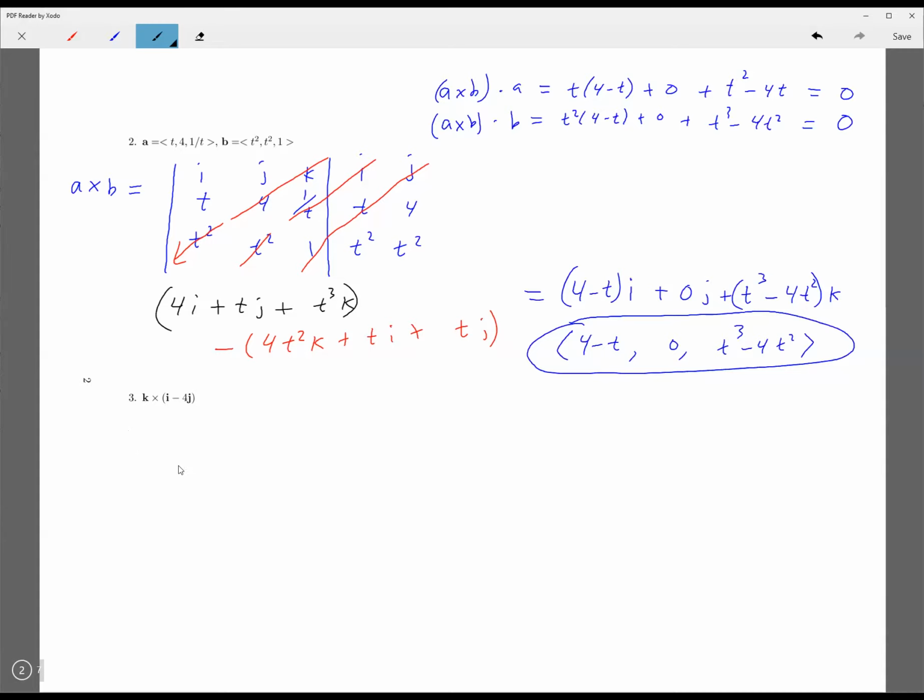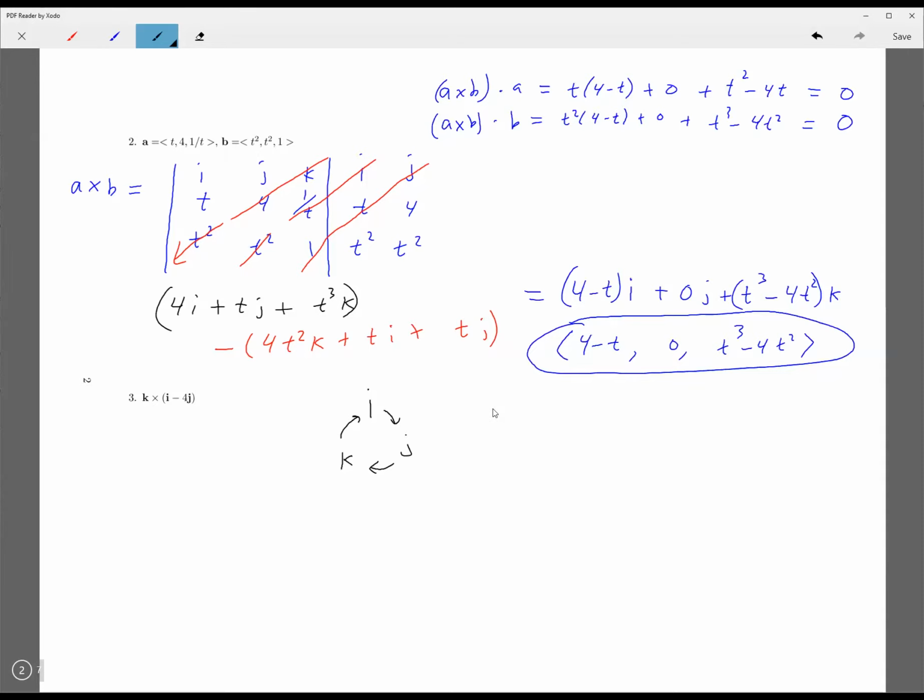But maybe one of the ways to look at this is if you have an i and a j and a k, and kind of think of these as going clockwise, like a circle.